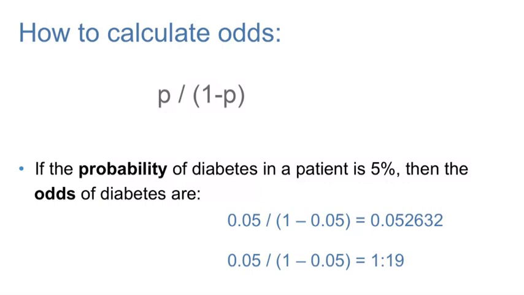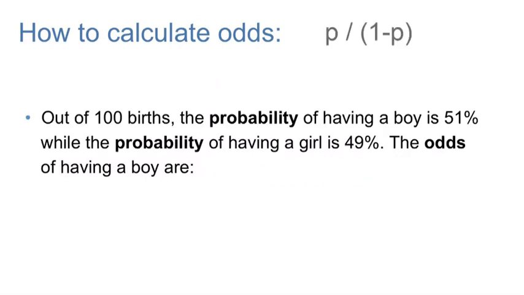Let's try a third example. Out of 100 births, the probability of having a boy is 51%, while the probability of having a girl is 49%. So to calculate the odds, you would take P, which is 51, and divide it by the probability of having a girl, which is 1 minus P, or 49. And this gives you the odds of 1.04. Now we'll give you the opportunity to try it on your own.